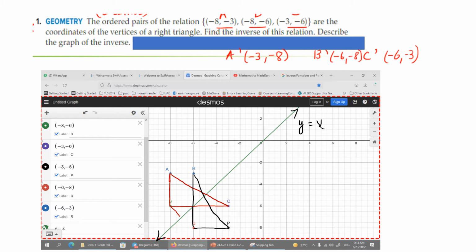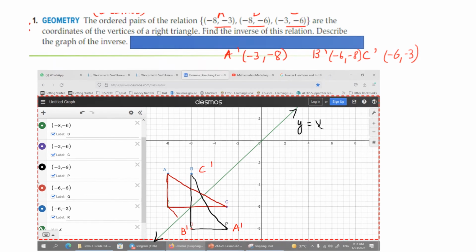So now we can just do one more thing. We'll do the marking. So for A, the reflection is this. For B, the reflection is this, and for C, the reflection is this. So therefore you see they both are symmetric. That's how the graph is going to look like.